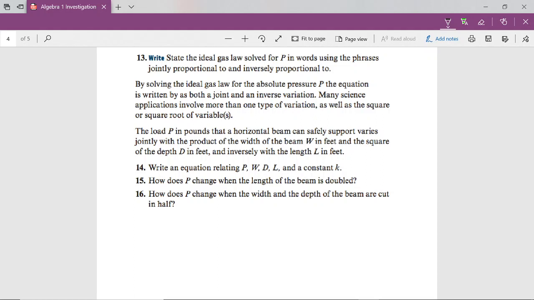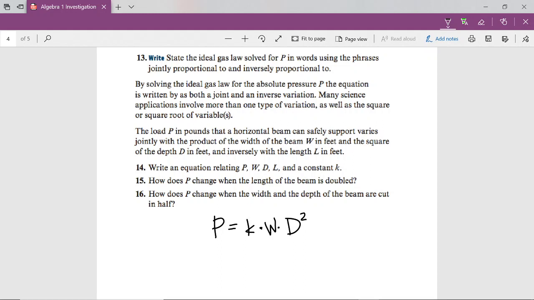This is how we're going to do it. We're going to take each of these pieces and write them as part of our equation. So the load P varies jointly, meaning we're going to have K times a couple variables. And it varies jointly with the product of the width of the beam, W, so that's part of the joint proportion, and the square of the depth in feet. So we have depth, but it's squared.